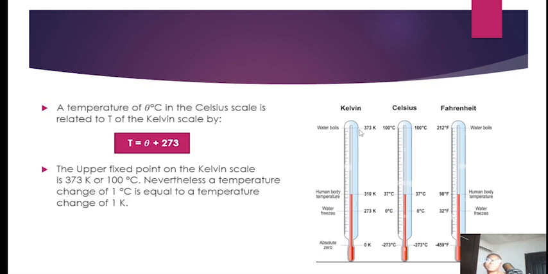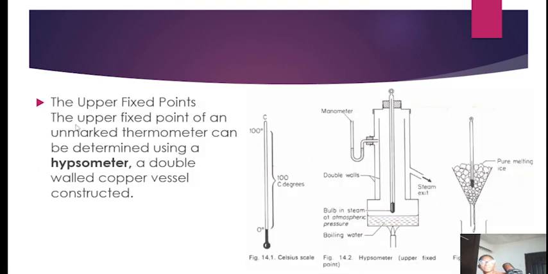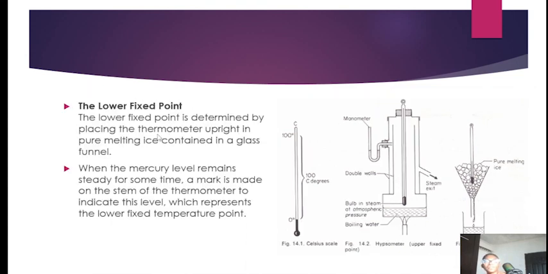They are related because the interval between 273 and 373 is equal to 0 and 100. That's for the Kelvin and the Celsius scale. The upper fixed point of an unmarked thermometer can be determined using a hypsometer, a double-walled copper vessel. So if you want to get the upper fixed point of an unmarked thermometer, we can use the hypsometer to do that.